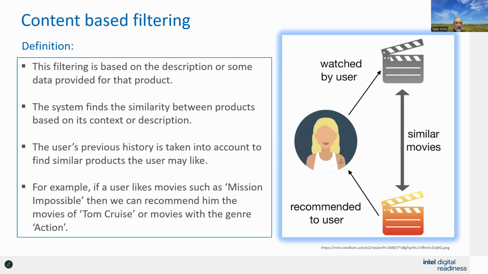For example, if a user likes movies such as Mission Impossible, we can recommend him the movies of Tom Cruise or movies with the genre of action. That makes sense, right? So content-based. We're looking at the content of what we're recommending to drive the recommendation. Oh, you watch a lot of Tom Cruise stuff. Oh, you watch a lot of stuff that has stuff blow up in it. We'll show you movies like that. Makes a whole lot of sense. Hey, Mission Impossible 1, how about Mission Impossible 2 or 3 or 4 or 5 or 6 or 7? There's a whole bunch of those now.